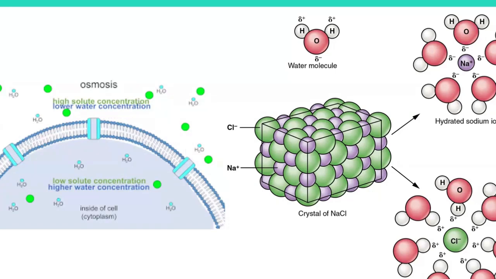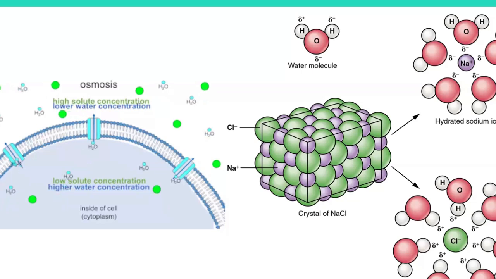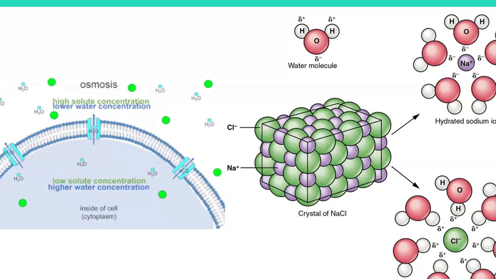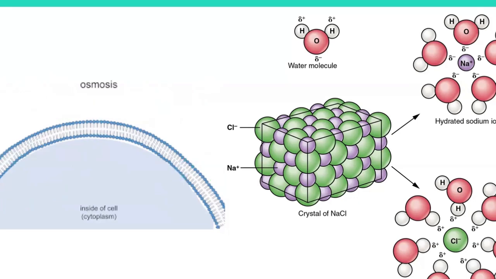So that's giving us a concentration gradient where there's loads of free water inside the cell because there's not much salt. There's hardly any free water outside the cell because there's loads of salt. And it's going to cause the water to move from its high concentration inside the cell to outside.